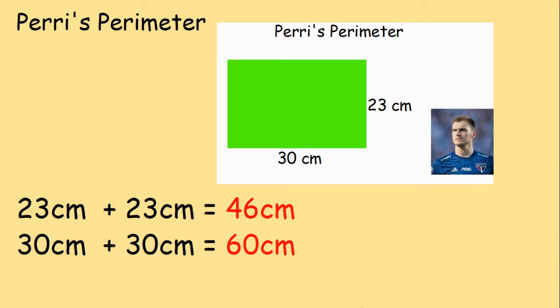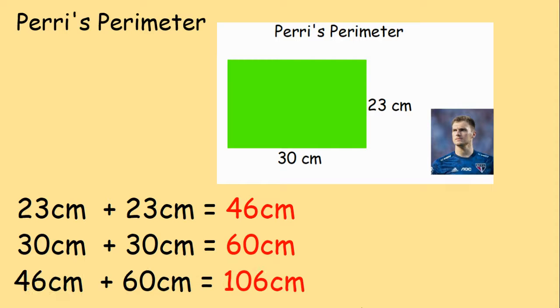I then need to add my answers together. 46 centimetres add 60 centimetres gives me 106 centimetres. Well done if you got that one correct.